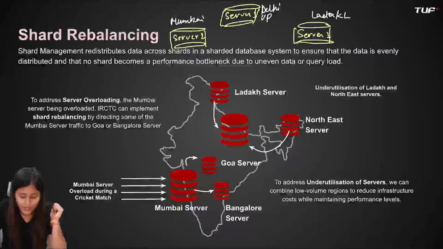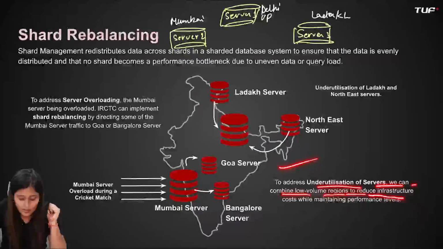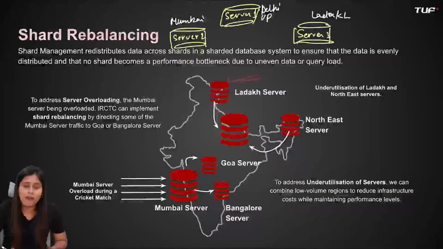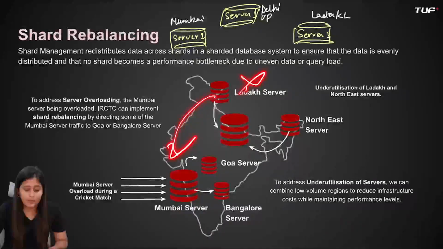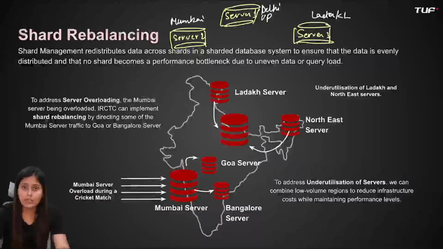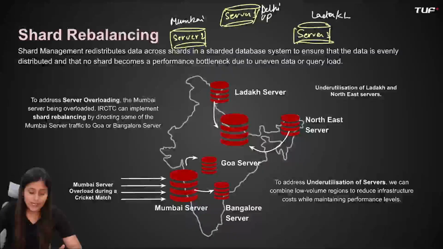So to address underutilized servers, we can combine low volume regions to reduce infrastructure cost while maintaining performance, right? If we know that on the Ladakh server we don't have many requests, we can reduce the infrastructure cost and maintain the performance level. And if we know that Mumbai requires more servers, we will give it those instead of Ladakh. So maintaining the overloaded and the underutilized servers is the responsibility here, and that is what shard rebalancing is all about, right?